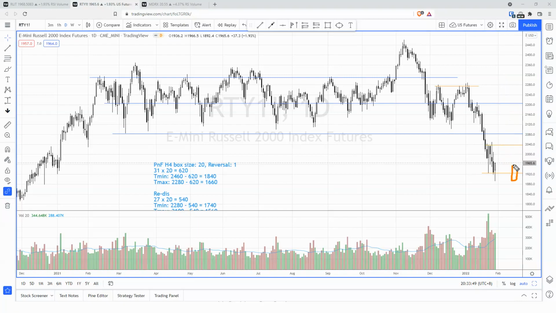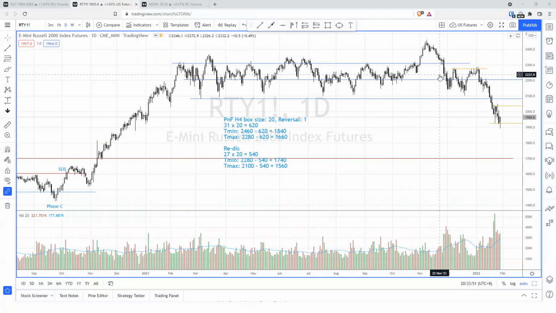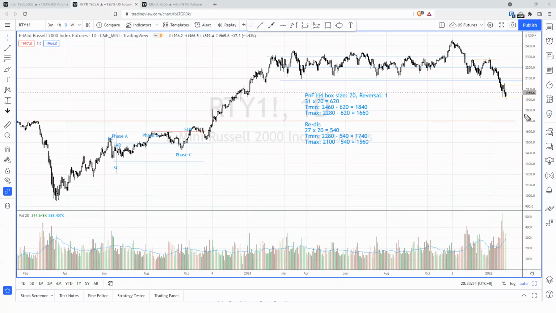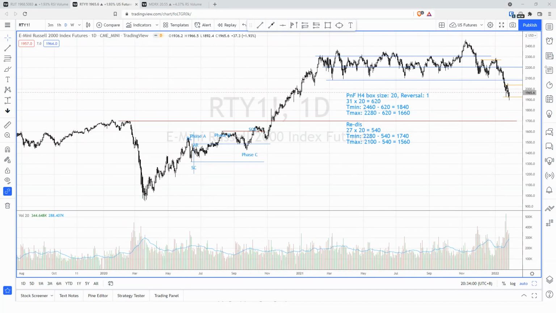If it breaks here, 1920, then I think it should probably go down further to somewhere around 1700. In terms of the big structure, 1700 coincides with the previous swing high here, and we have some level here as well. I think that's an interesting level to watch, and it coincides with my target zone. You can see this is the target zone, 1840 to 1660, somewhere around here.